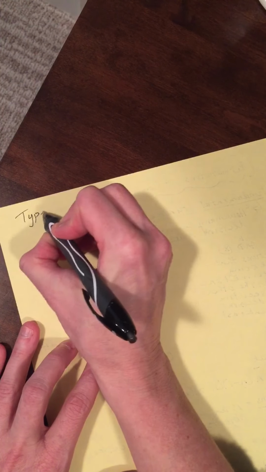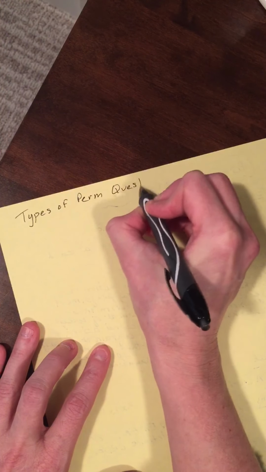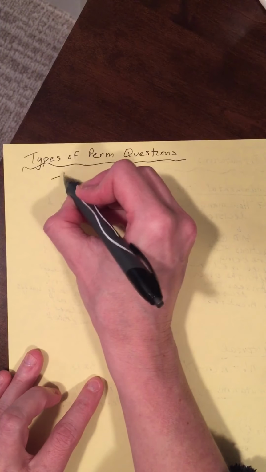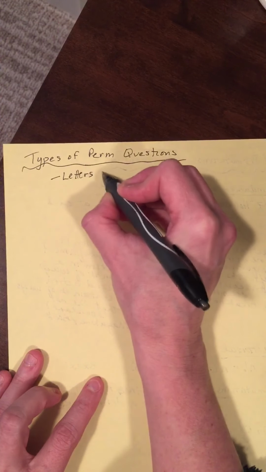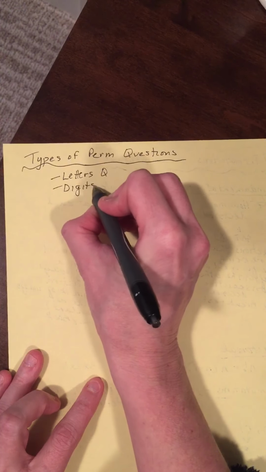And let's flip. Types of perm questions. Now, obviously, at this point, I would ask for your input, but unfortunately, without you, I'm going to have to list them off for you. Well, you know you're getting a letters question. You know that. You know you're getting a digits question. You know that. Okay, I've told you that right from teaching.